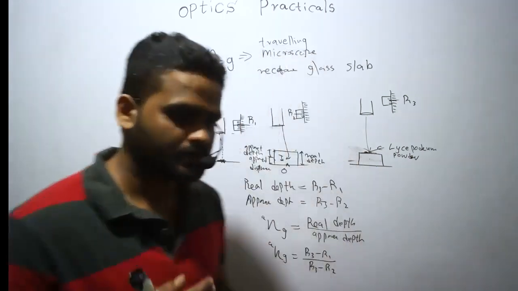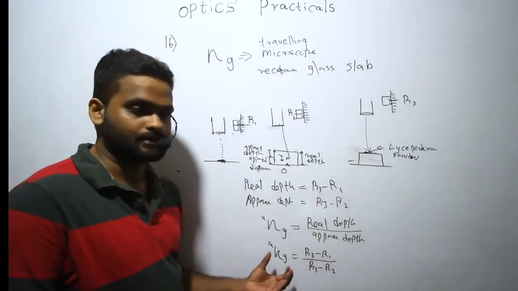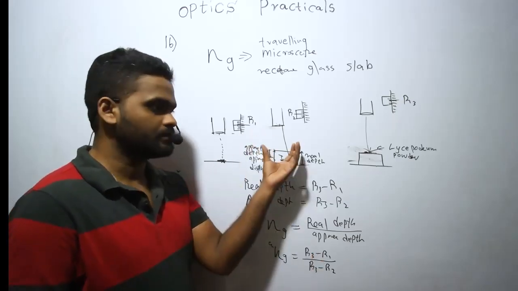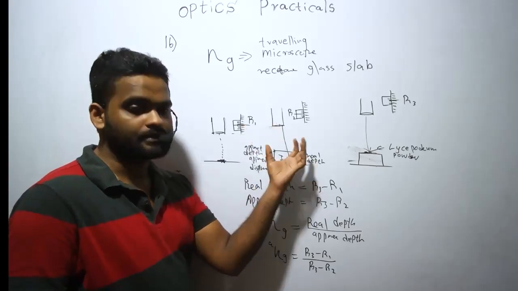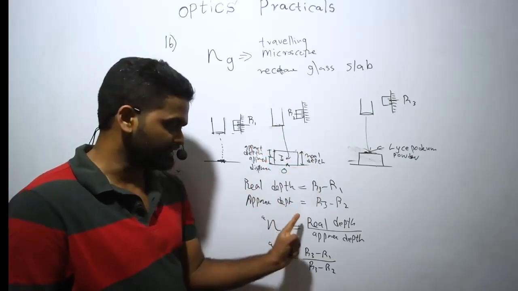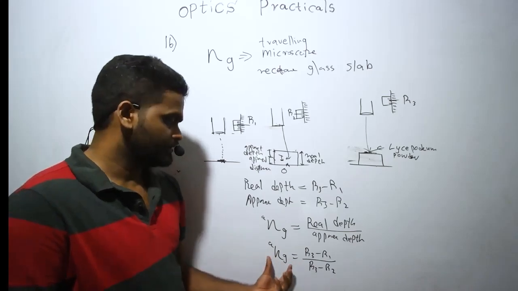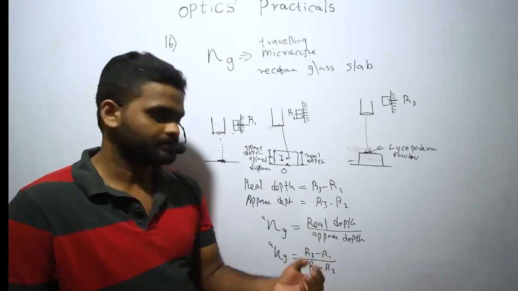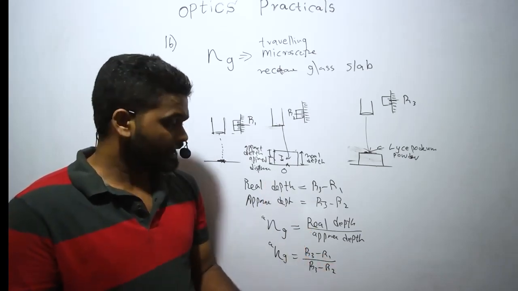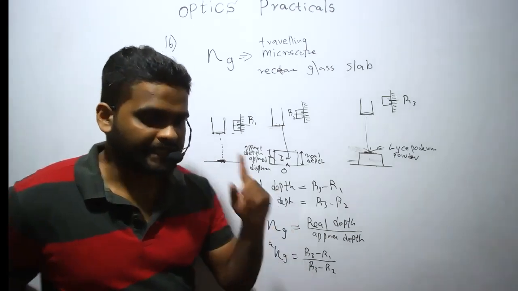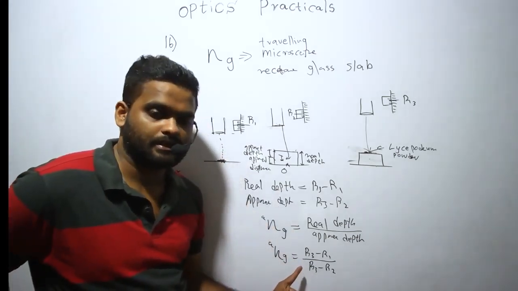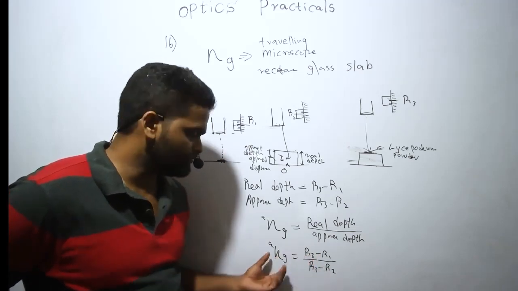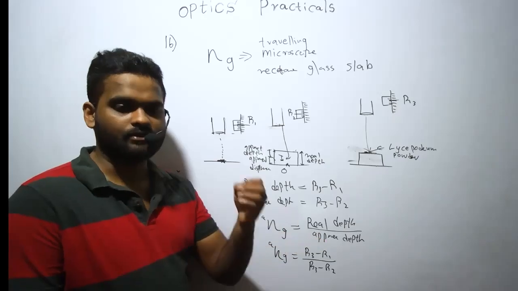Okay, so in this method, you can find the refractive index of glass using the traveling microscope. This is a very accurate method because the traveling microscope is a very accurate measuring instrument, and these lenses are very accurate. But here we did only one direct calculation. It is not a graphical method. We didn't go for a graphical method.